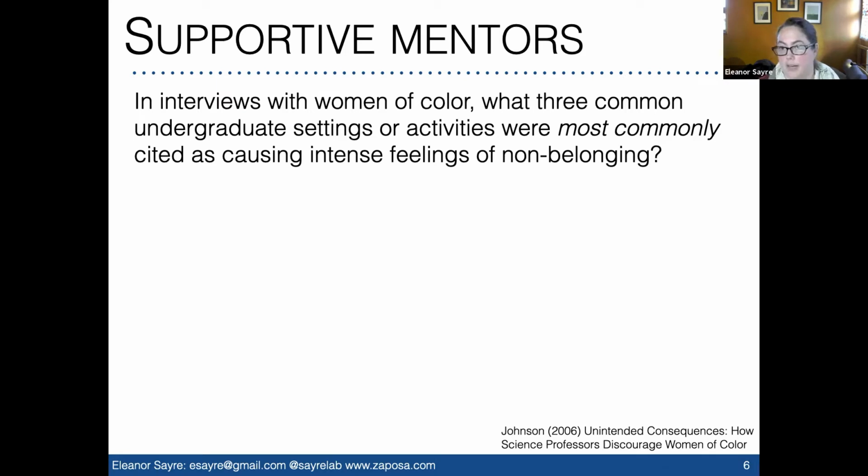So these are practicing scientists and engineers, asking them to reflect on their undergraduate careers. So what are the 3 most common undergraduate settings or activities that they most commonly cited as causing intense feelings of non-belongingness? And non-belongingness is the biggest predictor of people leaving the field. Feeling like you don't belong is the biggest predictor for leaving.